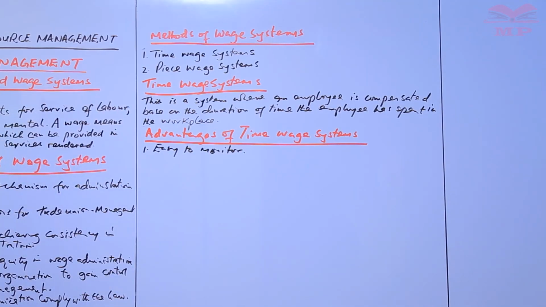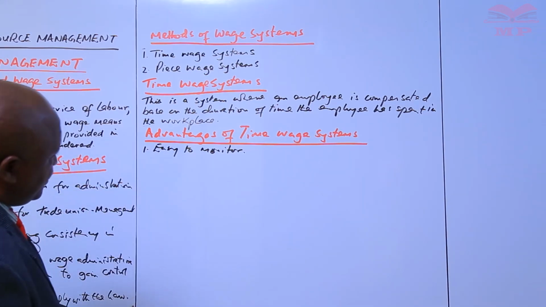The way we have just said, if an employee is supposed to work for 10 hours in a day or 8 hours in a day, if the employee is not able to clock in the number of hours, it's very easy to monitor in terms of the issue of time.